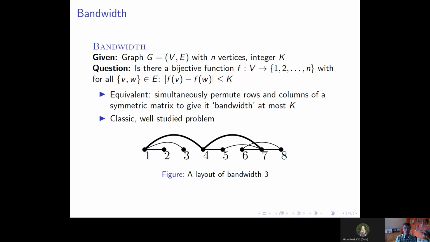And we want to find for a graph a numbering where the maximum difference is at most k. This problem is equivalent to a problem about matrices where we have a symmetric matrix and we want to simultaneously permute the rows and columns of this matrix such that all the non-zero entries are in a band of width at most k along the main diagonal. For this reason, this has an application for Gauss elimination. The bandwidth problem has been studied very often and already for a very long time.